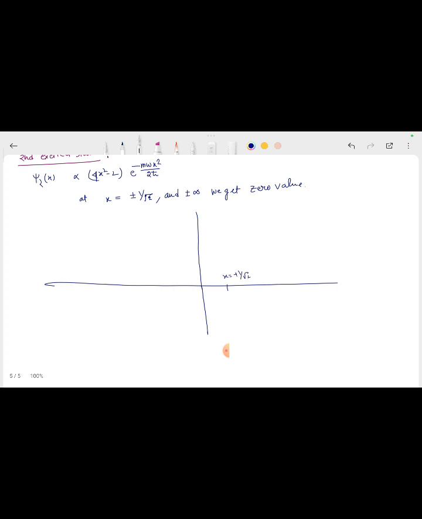At x equals plus 1 by root 2 and x equals minus 1 by root 2, we get a 0 value. These two values are 0, and then we get a maximum value at a particular point. This is your homework: calculate this maximum value.